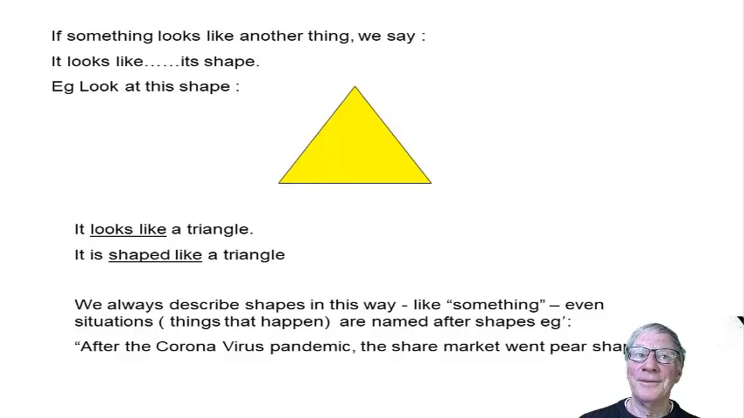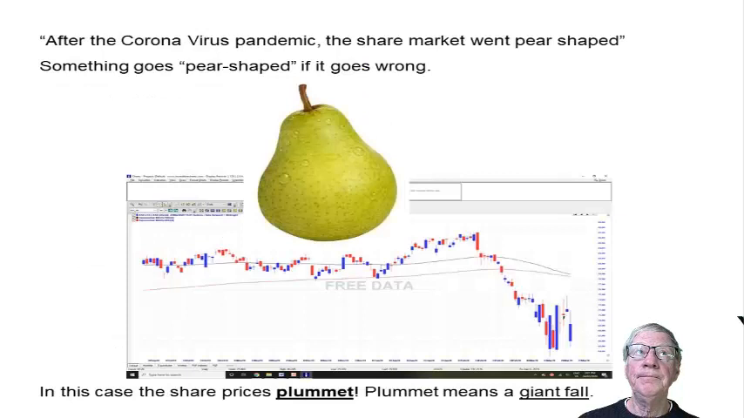For example, after the coronavirus pandemic, the share market went pear-shaped. Pandemic means the infection is worldwide. After the coronavirus pandemic, the share market went pear-shaped. Something goes pear-shaped if it goes wrong. And you can see there that the share market is going down, down, down.